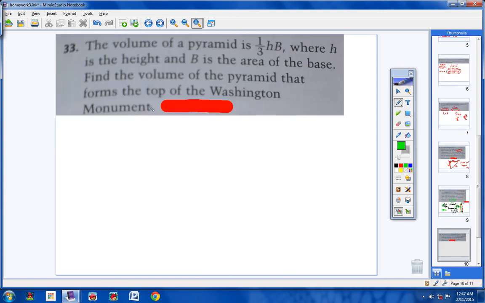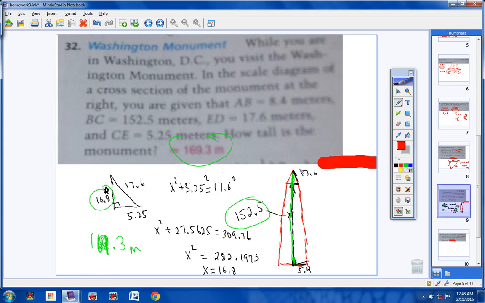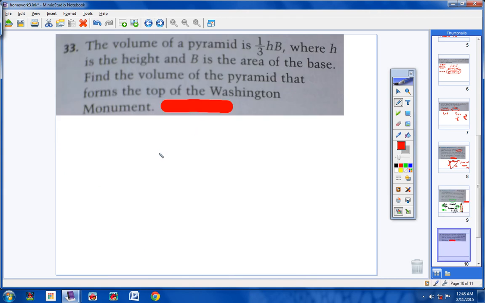Now the volume of a pyramid is 1/3 times the height times the base. They want us to find the volume of the pyramid that forms the top of the Washington Monument. Now, I have very limited drawing skills. I will do the best that I can to show this to you. If you look in your book, you'll see the top part of the Washington Monument looks like a pyramid. It would be a square pyramid, something like this.